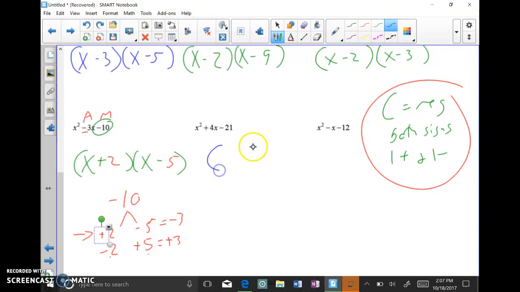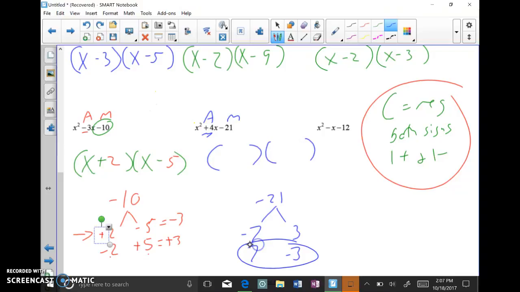And real quick, I'll just throw these answers down. I think you're probably getting it at this point. Multiplies to -21. You probably think it's 7 and 3, but they've got to be different signs. And there's two different ways to do that. It could be a -7 or it could be a -3. Well, I need to add to a +4, so I need a positive to be larger. So x plus 7, x minus 3.